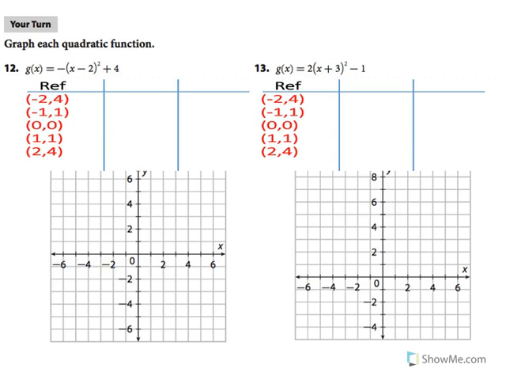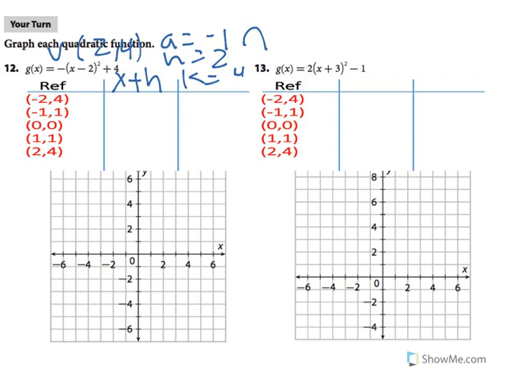Okay, so for number 5, right? So here we know that our a is negative 1 and h is 2 and k is 4. So then the vertex is 2, 4, right? So the graph opens downward. So this is x plus h. So let me erase this part. So it's going to be x plus h, y plus k.